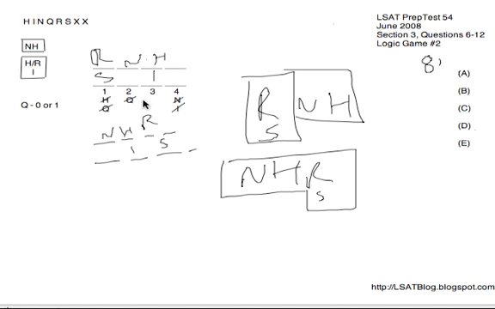They're asking us what must be true. Must H be on 2? No, H could be on 3, works perfectly fine. So A is gone. And by the way, I should just put down Q on each of these just to show you what's happening there. Q has to go on 4 in both of these.